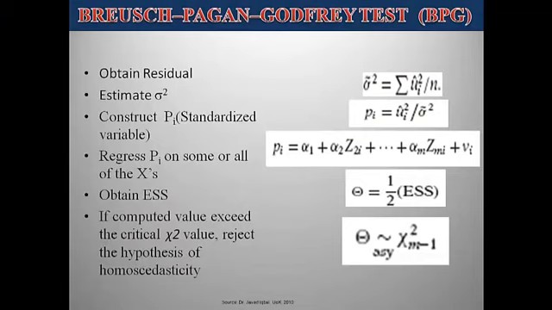Breusch-Pagan-Godfrey test, and usually we can say BPG test. In this test we get the residuals, then estimate the variance, then we construct the P_i, this standardized variable, then we run our regression on P_i, then obtain the ESS, and if the calculated value of this test exceeds the tabulated value of the chi-square, then we can say this distribution has heteroskedasticity.